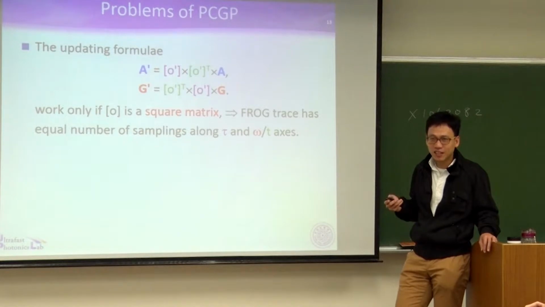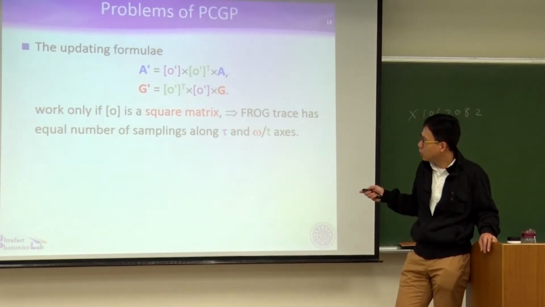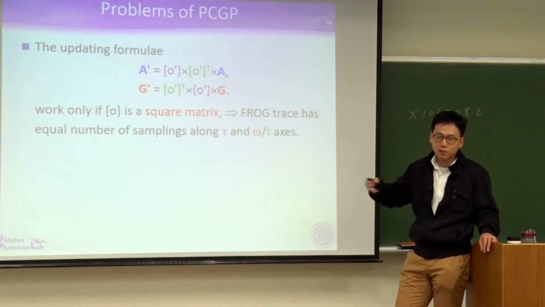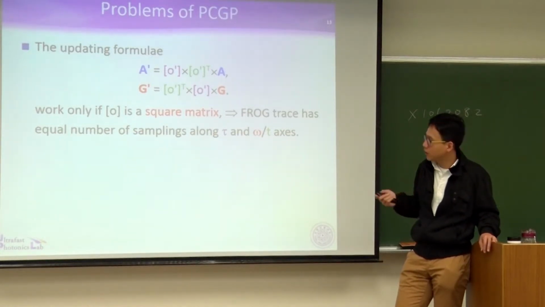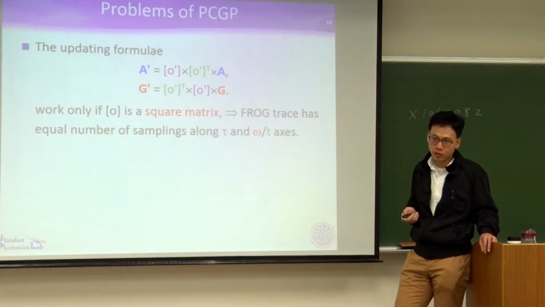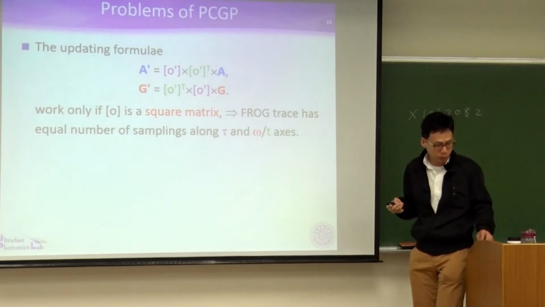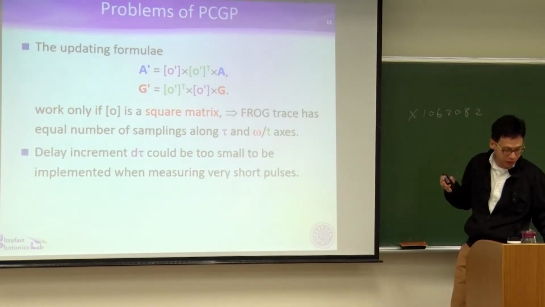What is the number of samplings along the omega axis? It depends on your spectrometer, right? So it could be hundreds of data points. And how do you determine the number of samplings along the tau axis? Delays based on your delay line, your motorized stage, right? And usually they are different, right? If there are, for example, 200 points along the omega axis, you have to sample your delay axis by 200 points as well. And sometimes it could be a problem, not just an inconvenience, okay?